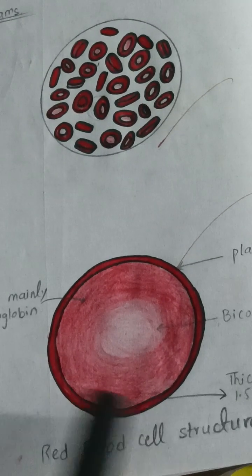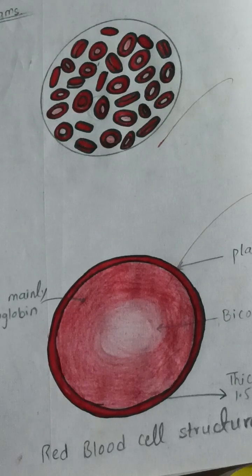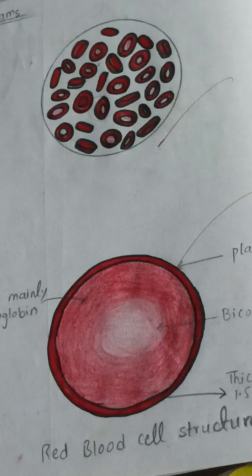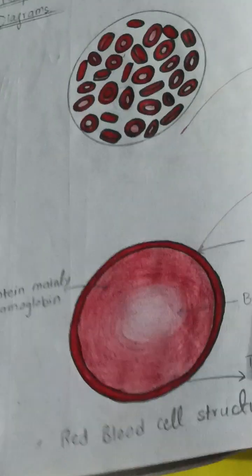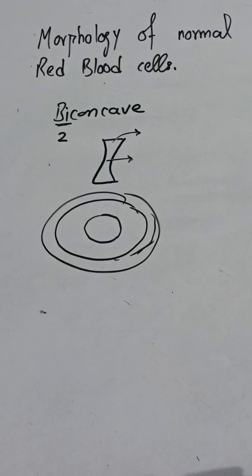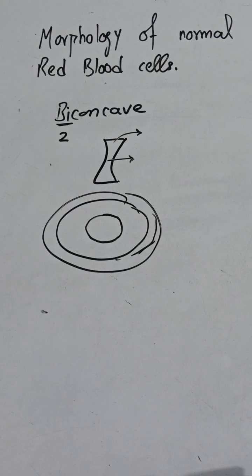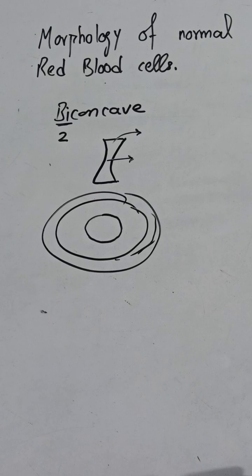This is its thickness, and the protein which is responsible for making it red is hemoglobin. The average lifespan of a red blood cell is about 120 days, and after that it dies. The normal blood count is different in males and females. In males the red blood cells are about 5 to 7 million, and in females it is 4 to 6 million. So in females everything is less.